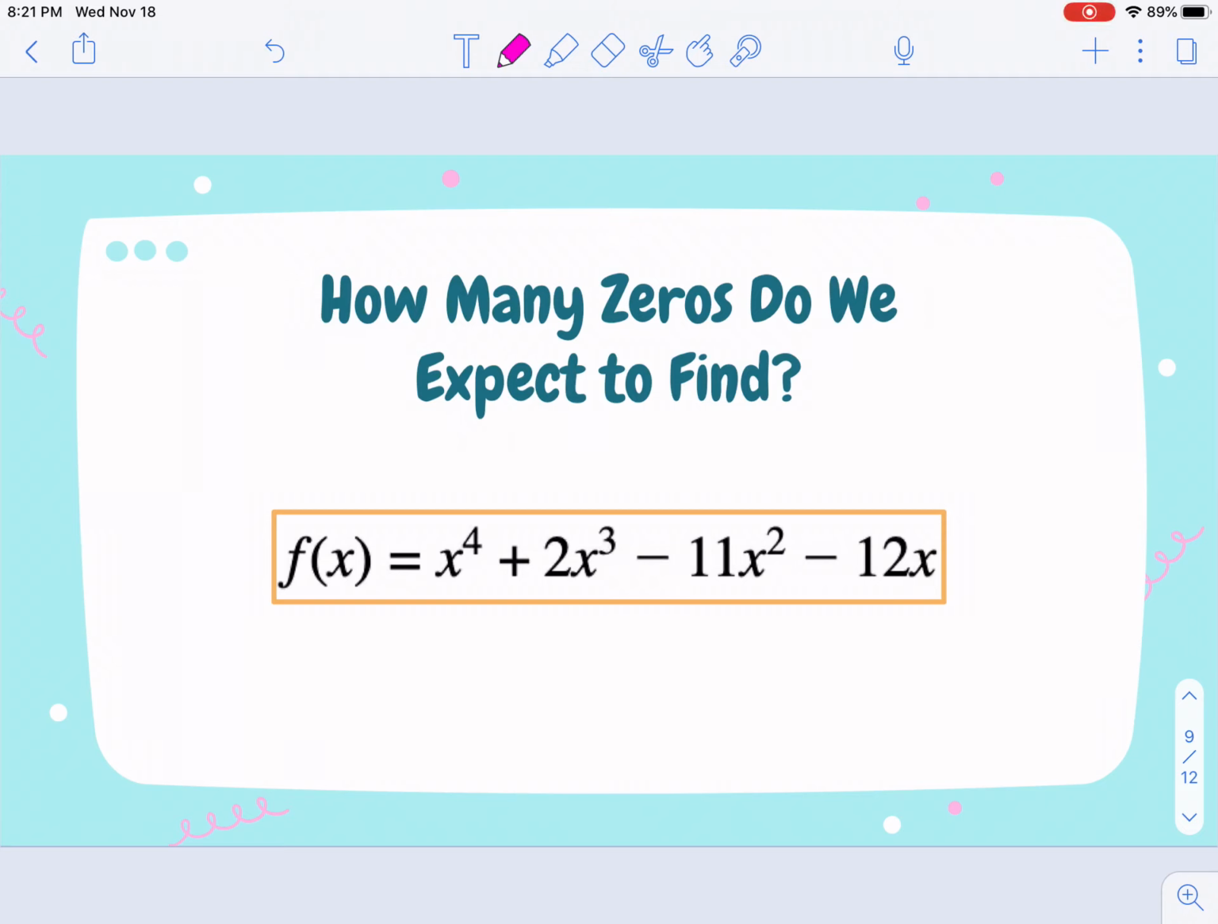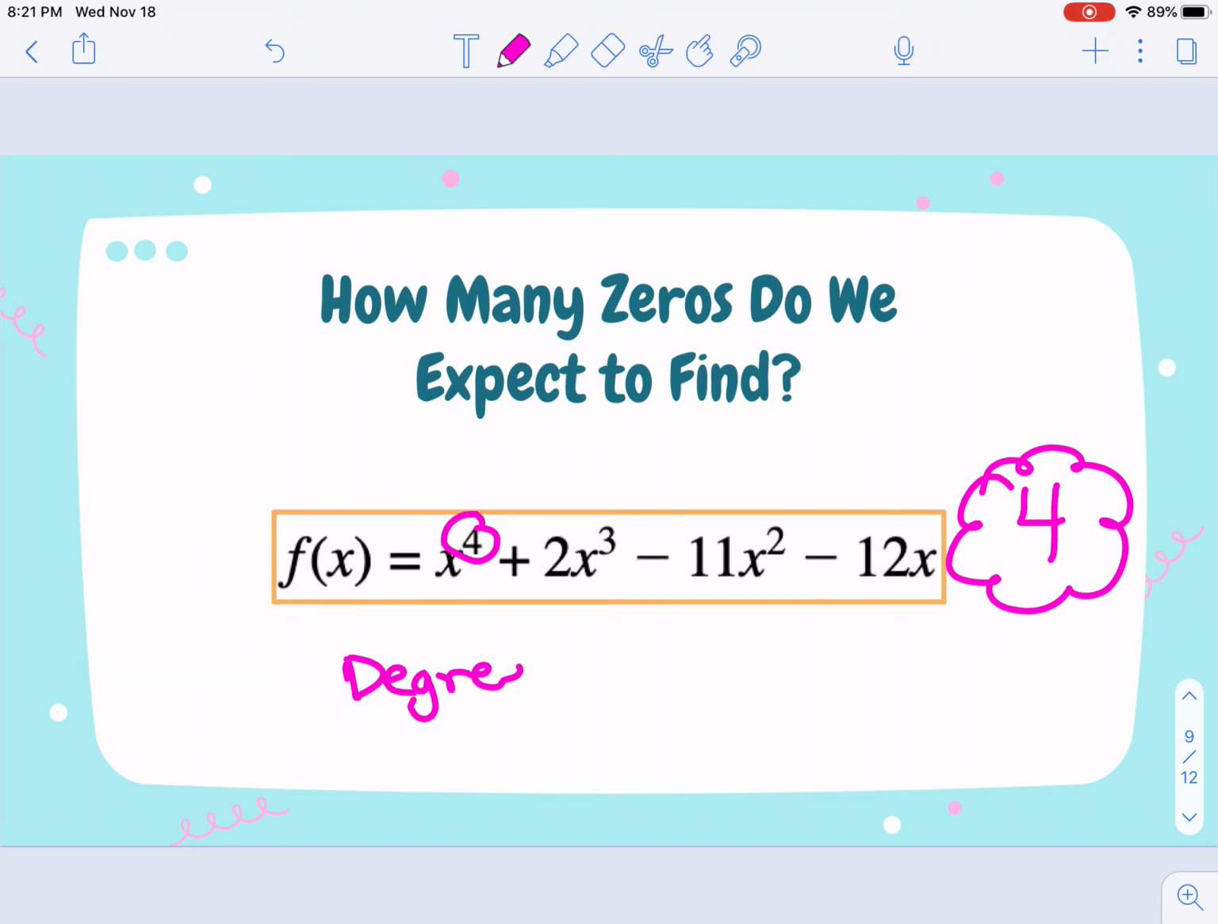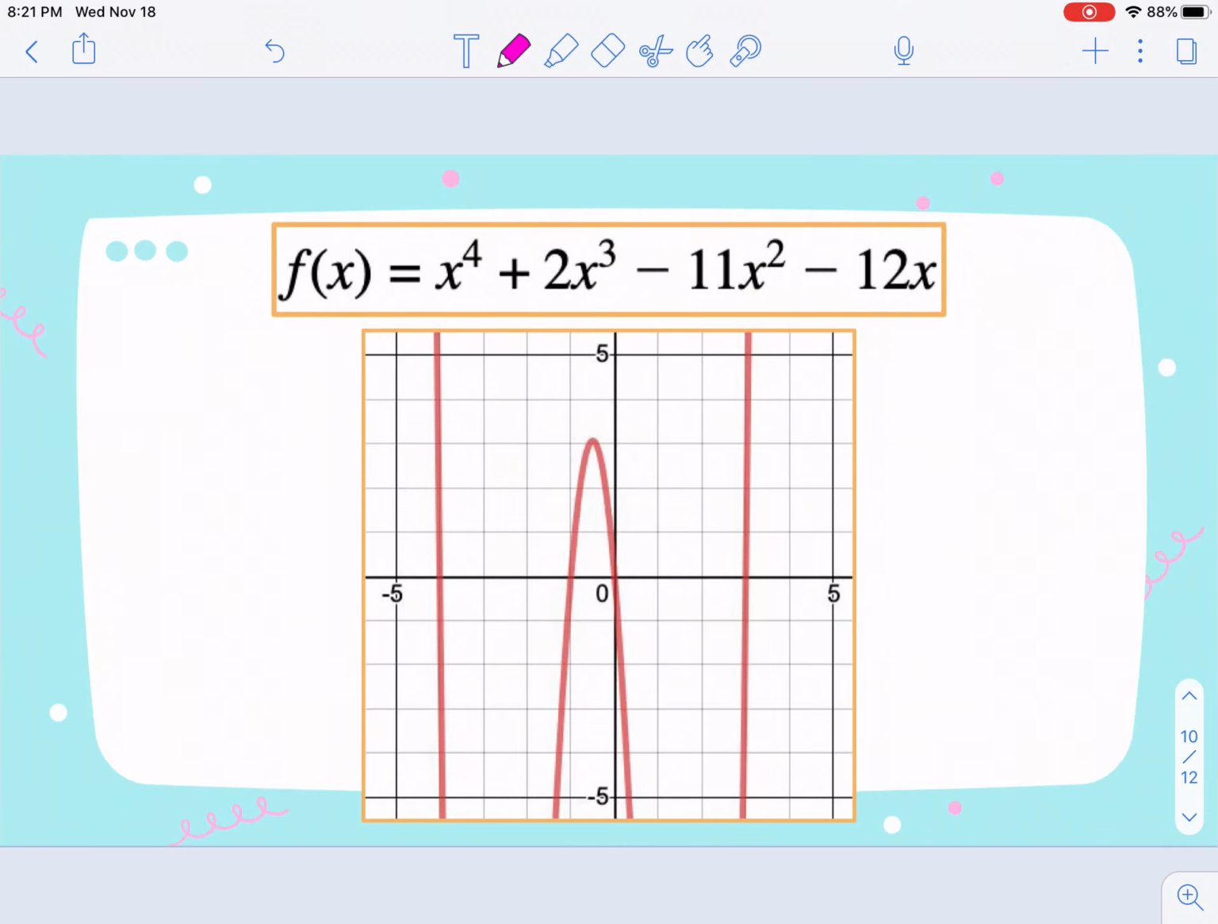For this last one, how many zeros do we expect to find? If we look at the highest exponent, we have 4, so we expect to find 4 zeros. Because remember, the degree always matches the number of zeros, or x-intercepts that we have. If we look at this graph, we have 4 zeros just like we thought.